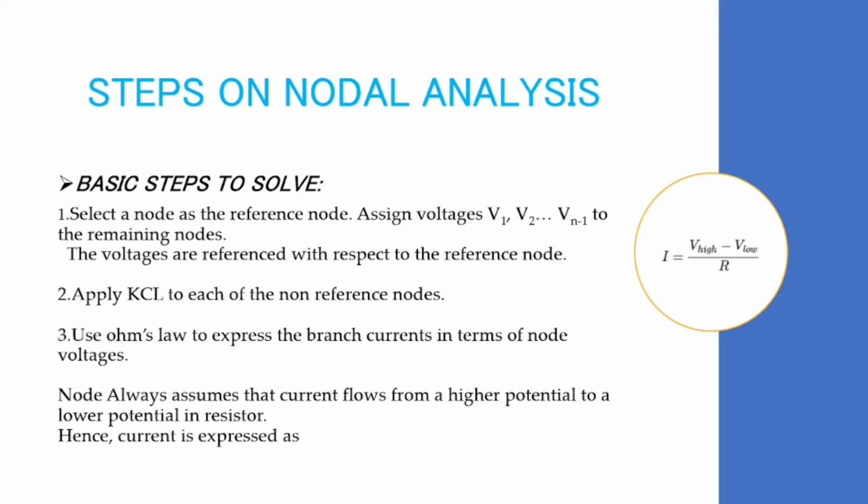Steps of nodal analysis. Basic steps to solve: First, select a node as a reference node. Assign voltages V1, V2 and so on up to Vn to the remaining nodes. The voltages are referenced with respect to the reference node. Apply KCL to each of the non-reference nodes. Use Ohm's law to express the branch currents in terms of node voltages. Nodes always assume that current flows from higher potential to lower potential. Hence, current is expressed as I equals V high minus V low divided by R.